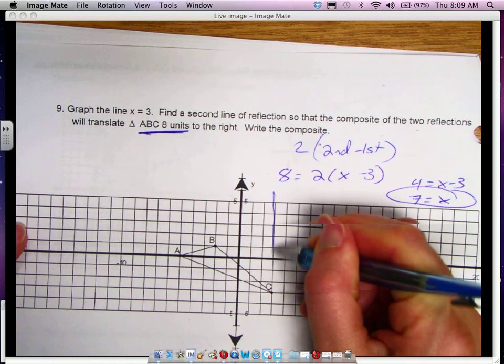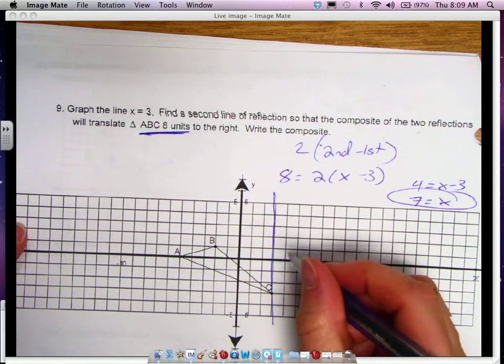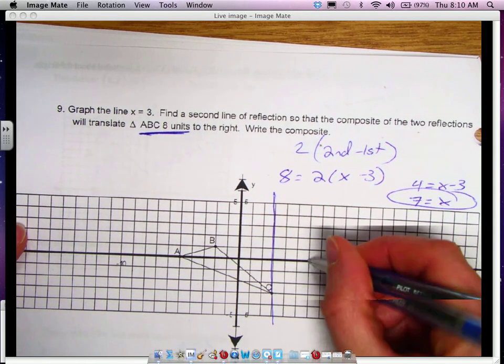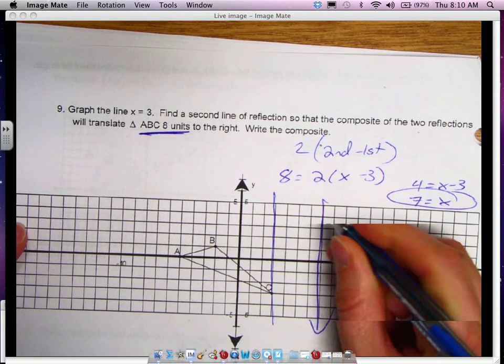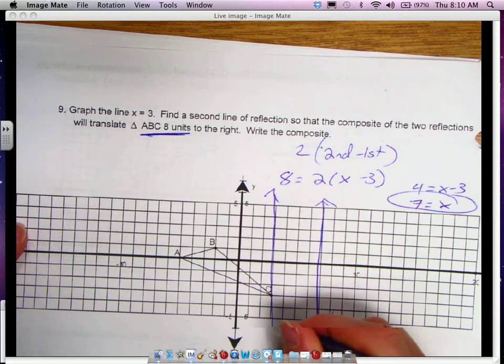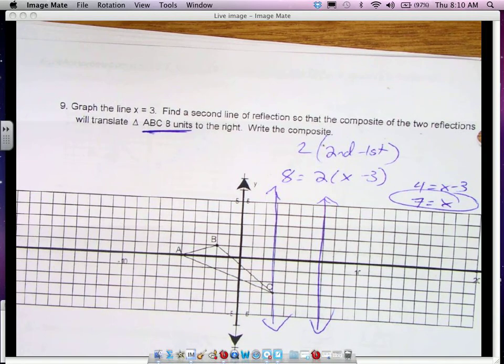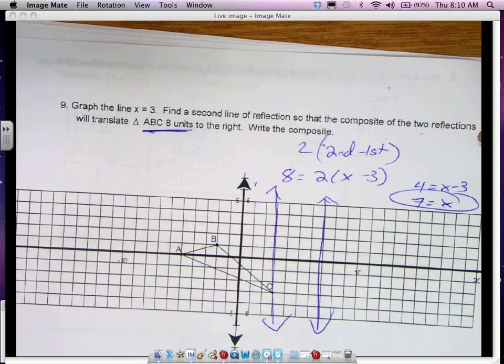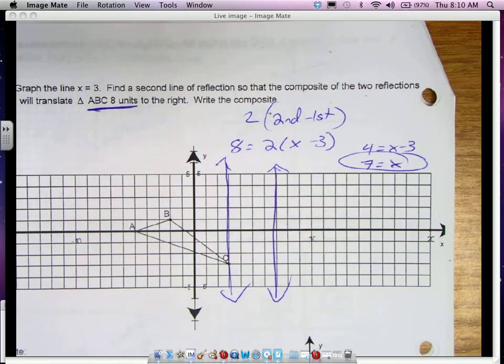So I know I'm going to reflect over x equals 3, and then I'm going to reflect over x equals 7: 3, 4, 5, 6, 7. That's it. That's all it wants. I know it says write the composite there, but I'm not going to make you do that on the quiz, so don't worry about it. It would be like (x + 8, y).